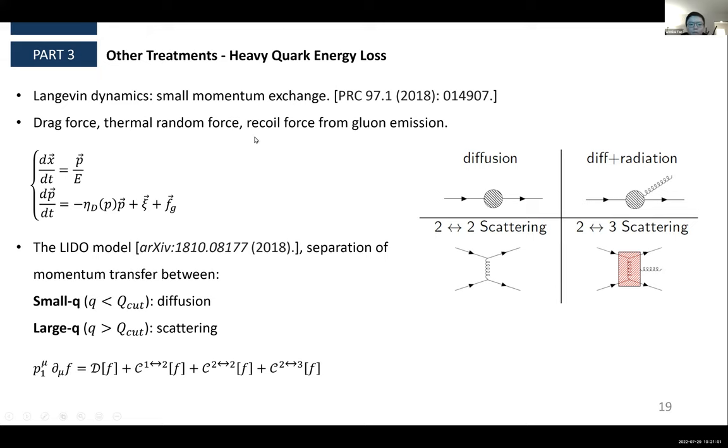And you can also include the recoil force from gluon emissions, which is the inelastic scattering, in the LBT equation. And later there's the Lido model, which considers both the diffusion picture and also the scattering picture. And you can look it up in this reference.